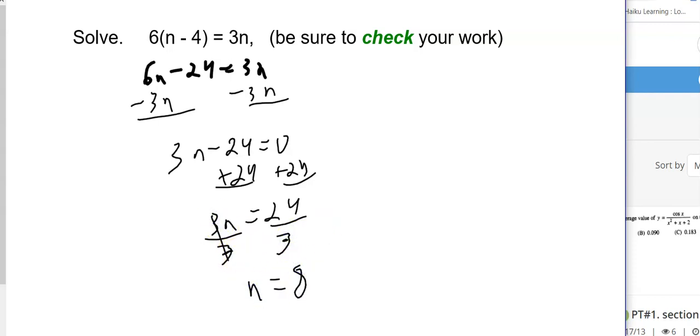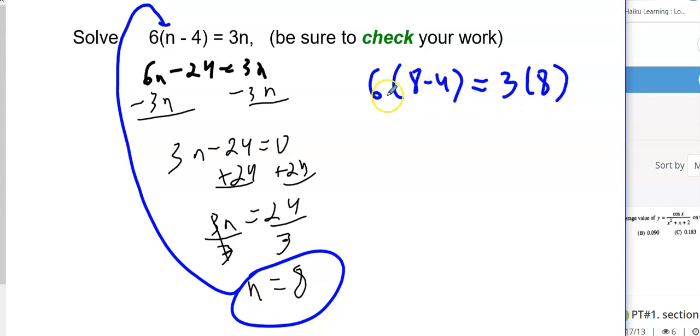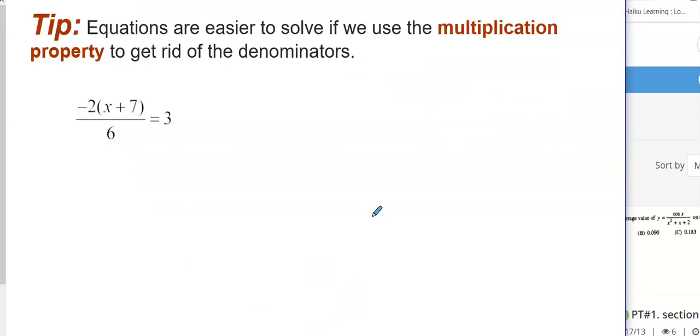Well, how do I check my work? How do I see if n really does equal 8? If you plug it back into the original problem, that would be 6 times 8 minus 4 equals 3 times 8. Well, let's see. 6 times 4 is 24, and 3 times 8 is 24. It checks. That is, in fact, a correct solution. So you can always check your work. It's really handy.